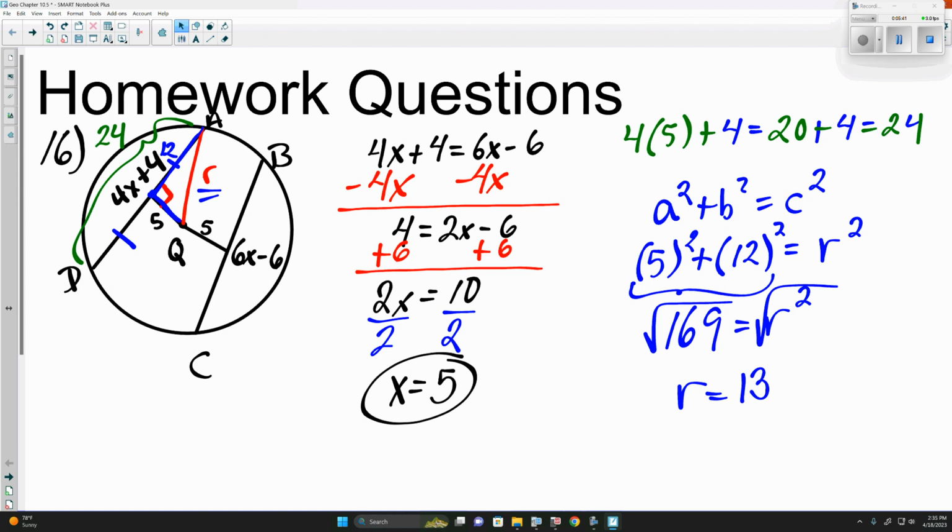Hopefully we got the right set of slides. So the radius is 13. We don't do the plus or minus because we know distance has to be positive, so we don't take the negative case into account. Any questions on this here? Okay.